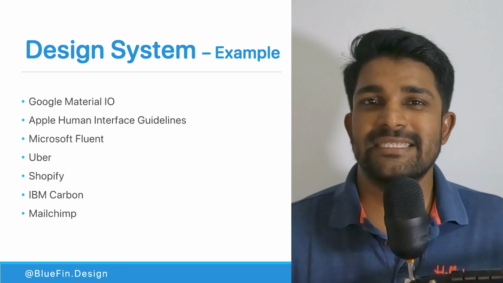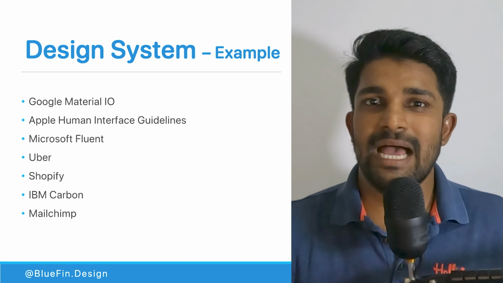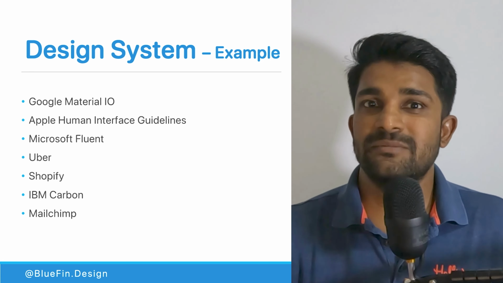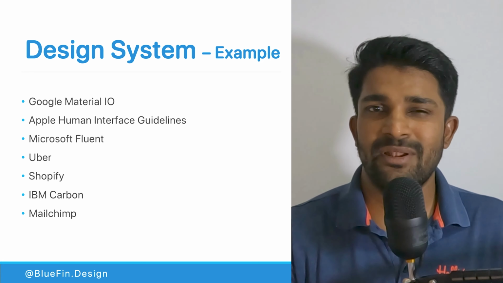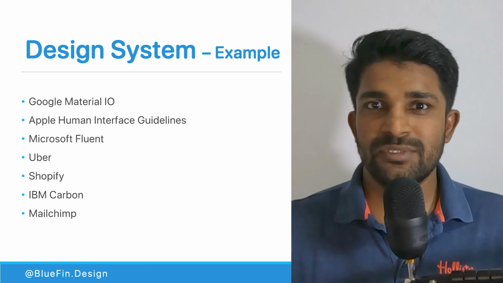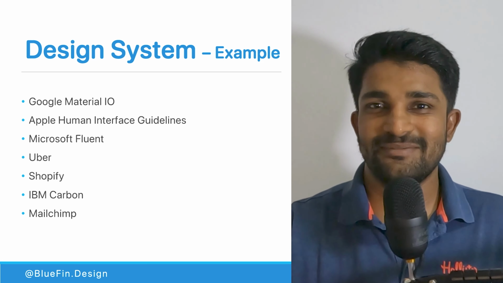The next one is IBM's Carbon design system. We just saw their example of the components just a minute ago. The next one is MailChimp. Again, we saw an example of their style guides. So be sure to check all of these design systems. I'm sure they'll be helpful in creating your own or using a design system.